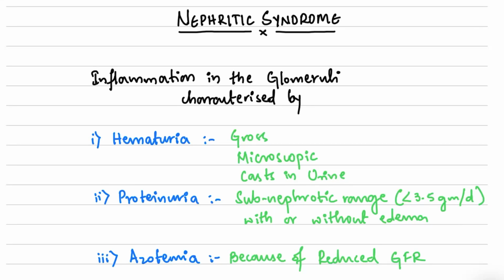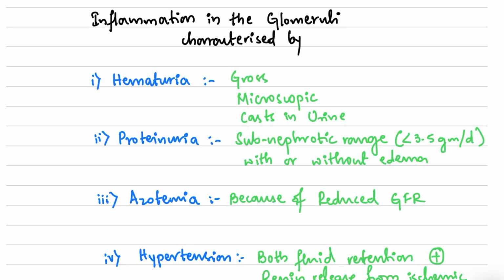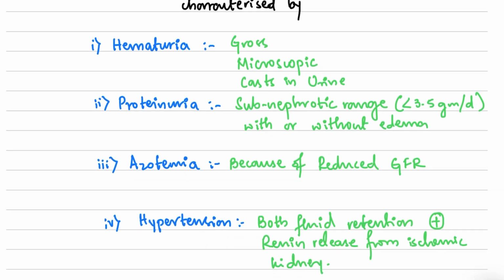Hello guys, in this lecture we are going to start discussing nephritic syndrome. So what is nephritic syndrome? Nephritic syndrome is basically an inflammation of the glomerulus, and it's characterized by classic symptoms. What are the classic symptoms of nephritic syndrome?